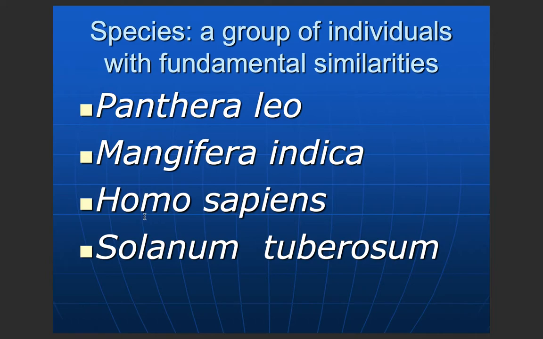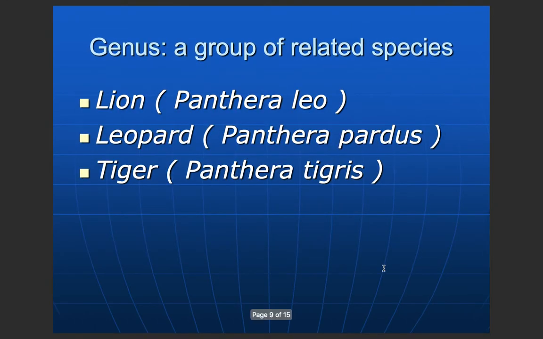Homo sapiens, this is the scientific name used for human beings. Our genus is Homo and species is sapiens. Solanum tuberosum is the scientific name of potato, where Solanum is the genus and tuberosum is the species name. Now, what is a genus? Genus can be defined as a group of related species.